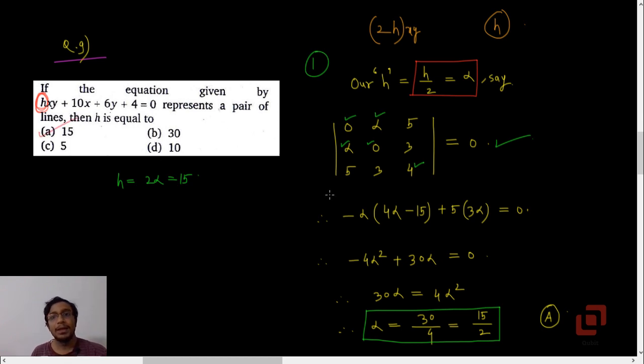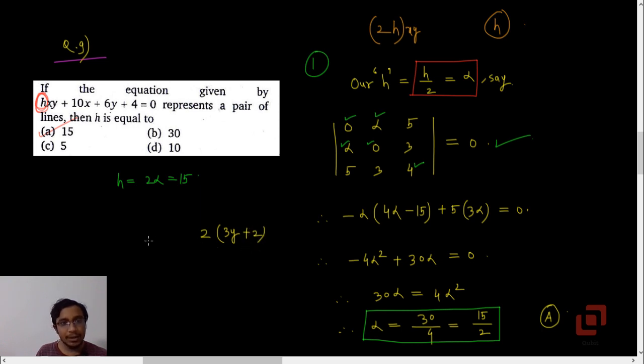Okay, now how to solve this problem without applying the determinant condition? To do that, we will look at the last two terms, 6y plus 4. Now what term can be taken common from these two? We can take 2, right? So it will be 2 times 3y plus 2.